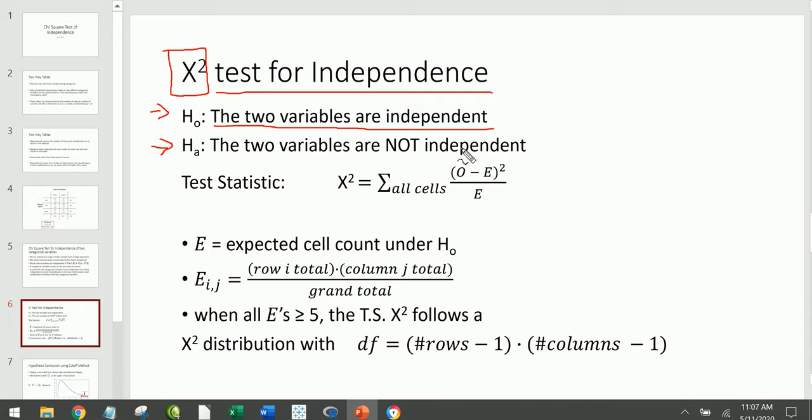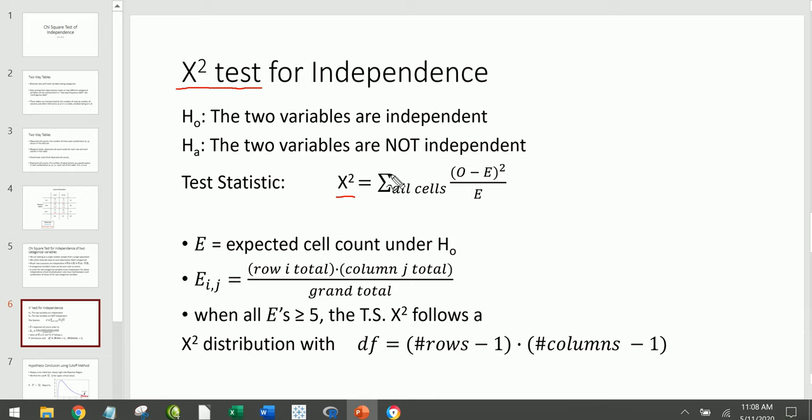Naturally we start from a position where we assume that two variables are independent. If you think it through logically, it makes sense. Let's start by assuming they have nothing to do with each other, and then let the data show us whether they do or not. So going forward from there, when I say expected cell counts, it's expected under the null hypothesis. The null hypothesis says that they are independent, and we studied independence in probability.